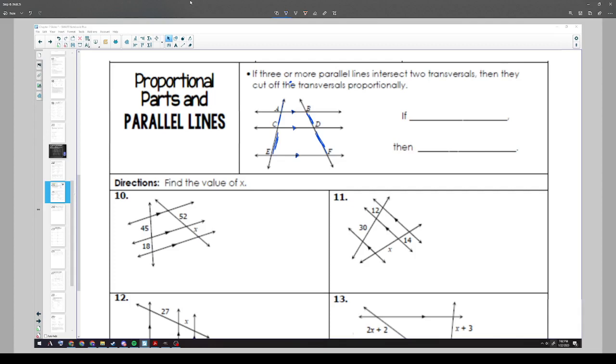We still end up with, if AB is, these are lines now, there's arrows. If AB is parallel to line CD, is parallel to line EF, then we have this same kind of proportional relationship with the pieces. So we have BD over DF is equal to AC over CE.